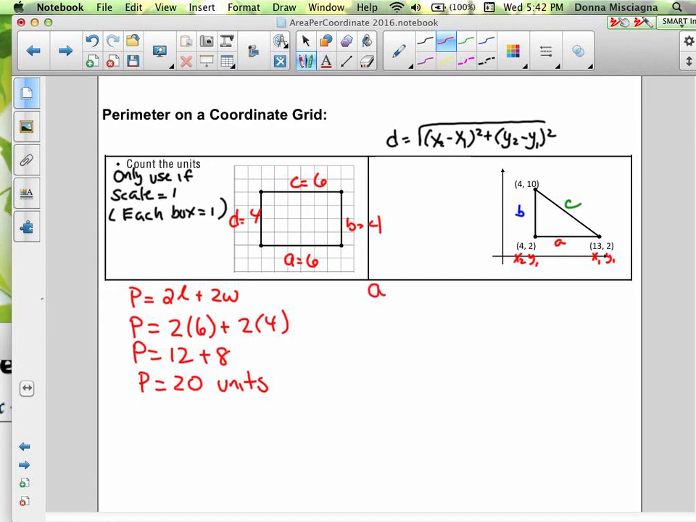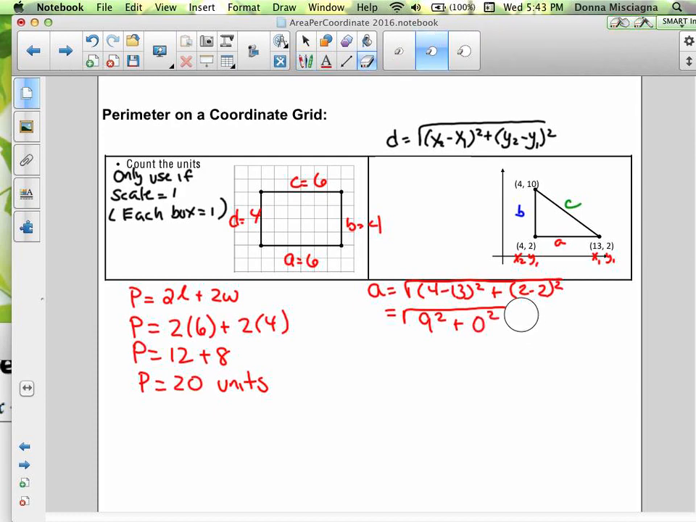To find A, using the distance formula, we take the difference in the x coordinates. So I'm going to use (4, 2) and (13, 2). I'm going to have 4 minus 13 squared plus 2 minus 2 squared. Doesn't matter who's first, just be consistent for x and y. So 4 minus 13 is negative 9, squared. 2 minus 2 is 0, squared. Well, 0 squared is still 0. So this is going to be the square root of 9 squared, which is the square root of 81, or 9.